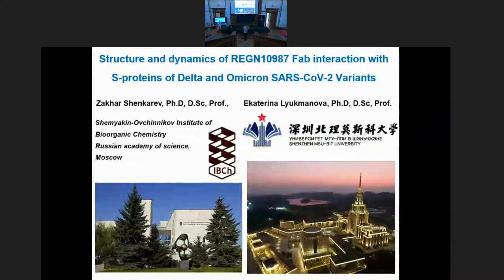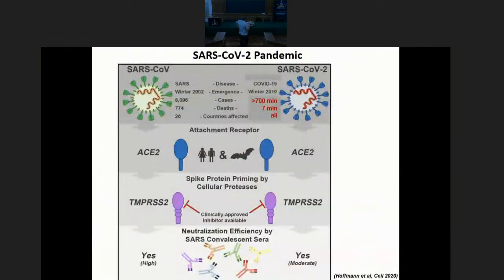Today I will speak about antibodies that neutralize coronavirus and can be used in the clinic to combat this disease. What we know about the pandemic of SARS-CoV-2 is that it is similar to the previous pandemic of SARS-CoV. It is induced by a coronavirus, but it has a much larger spread, about 7 million deaths worldwide. Almost all countries are affected by this epidemic, with more than 700 million cases.